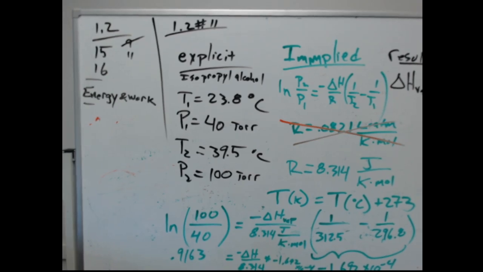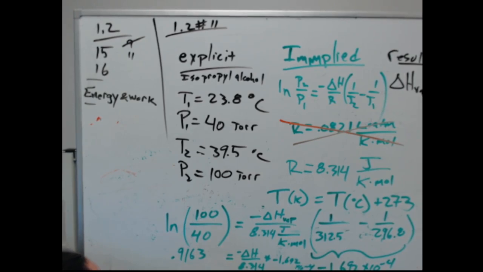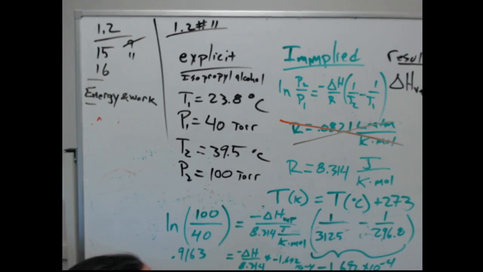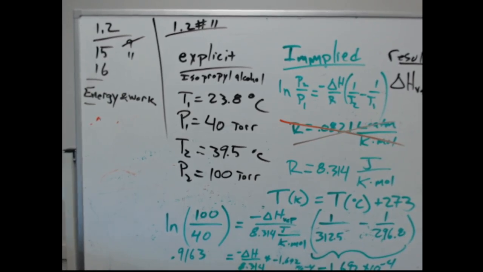So multiply by 8.314 divided by, I'm just going to divide by 1.692 times 10 to the minus 4. And I'm going to get 45.02 kilojoules per mole equals delta H of vaporization, where my negatives canceled out.